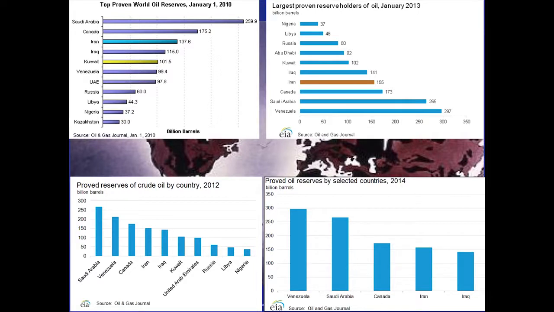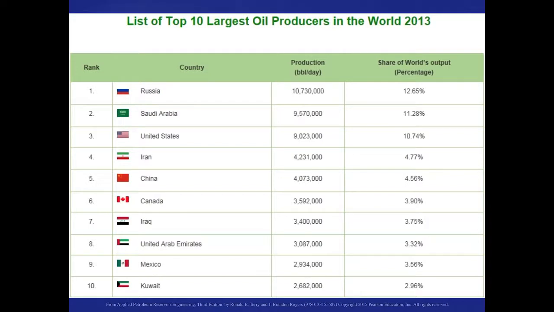And this slide shows in 2014 the same kind of thing. So reserves are being found in countries as we're speaking. Here is a list of the top 10 largest oil producers in the world in 2013. You can see that Russia led the world. Saudi Arabia was next. The United States was next. We'll talk a little bit more about the United States' increase in production over the last several years.